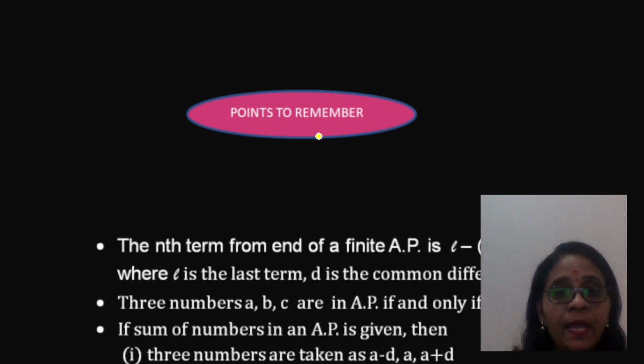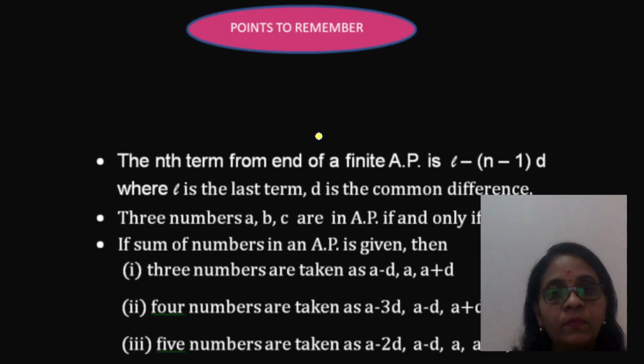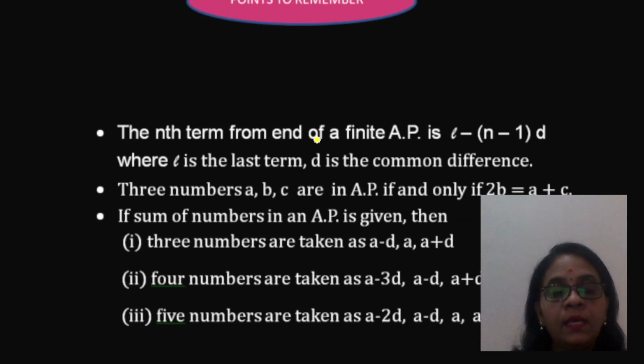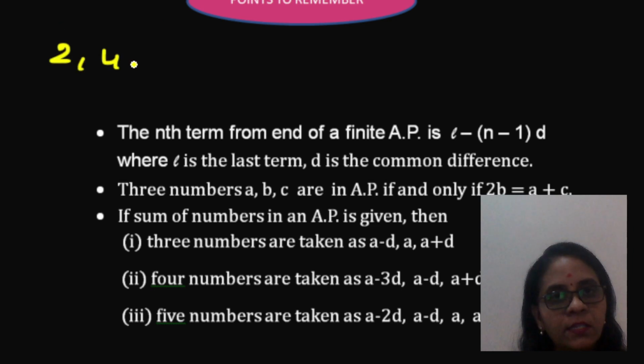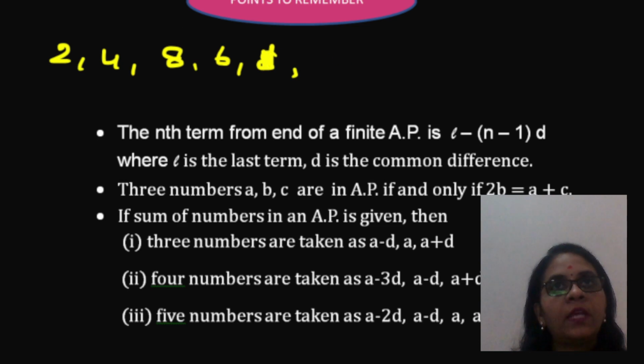The nth term from the end of a finite AP. So till now we have learnt from the first of the sequence. Suppose you are considering backward, suppose you know the last term and you want to know the fifth term or sixth term from the end of the AP. So let us do it with a very basic example. We will take 2, 4, 6, 8, 10.